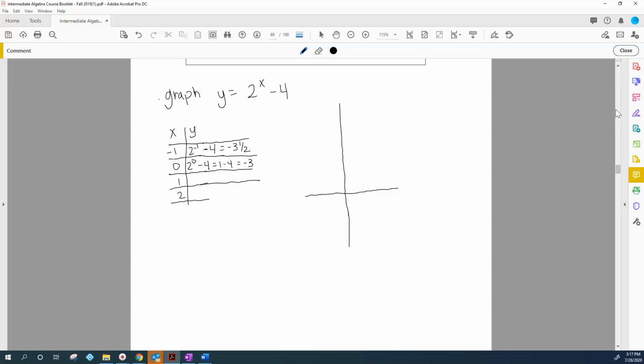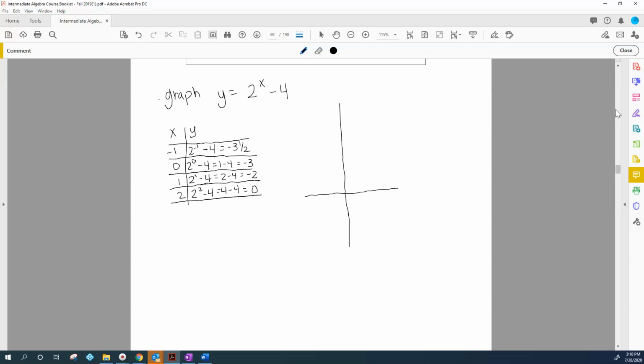If I put 1 in, so 2 to the first power and then minus 4. Right, so 2 to the first is 2, minus 4 would give me -2. Now let's put 2 in, so 2 to the second power minus 4. So 4 minus 4 gives me 0. Okay, so here's some points on it.